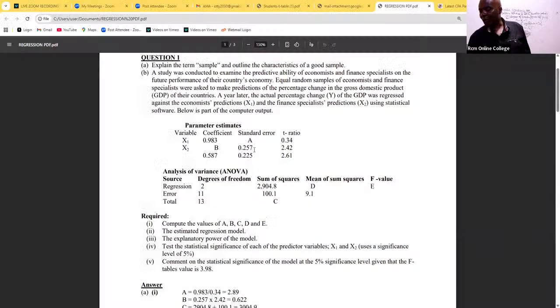Yeah. Remember the constant had a t ratio of 0.34. So here we have 0.34. Yeah, that is our A. And then our x1 has 2.42, and then we have our x2. X2, ladies and gentlemen, has a t ratio of 2.61. T ratio.